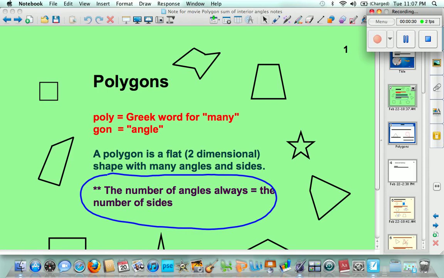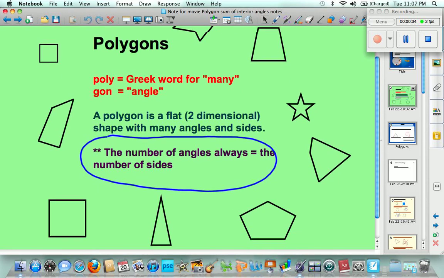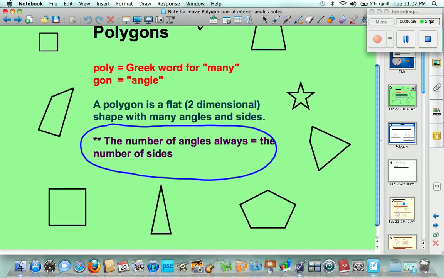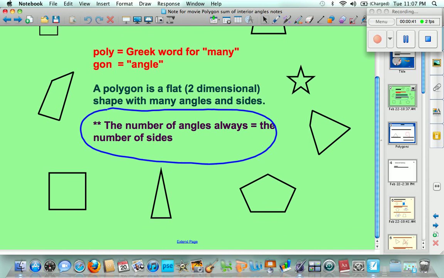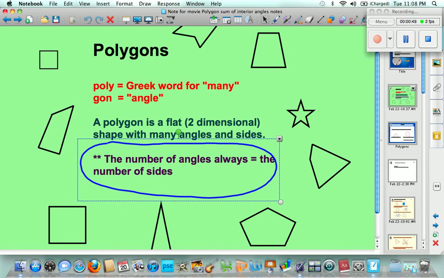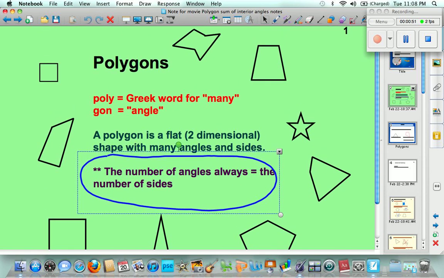You do need to write this information down. Polygons comes from the Greek word for many. Okay, a polygon is flat, 2 dimensions. And this is really important, what I've circled in blue. The number of angles always equals the number of sides. And go ahead and write down some of these examples here.